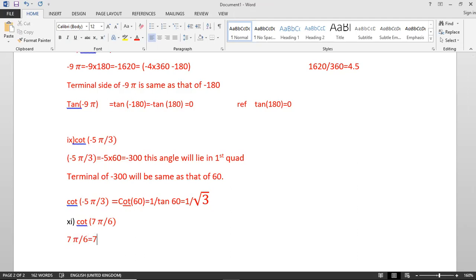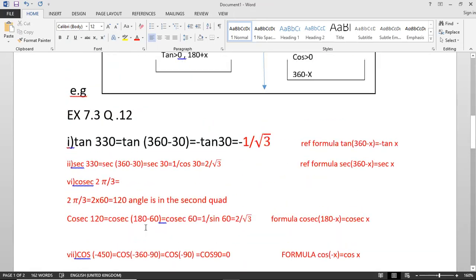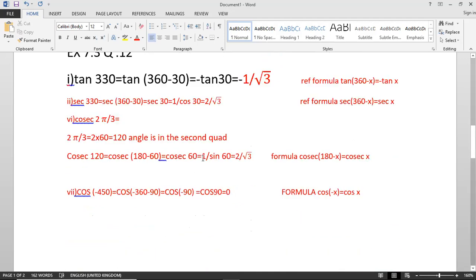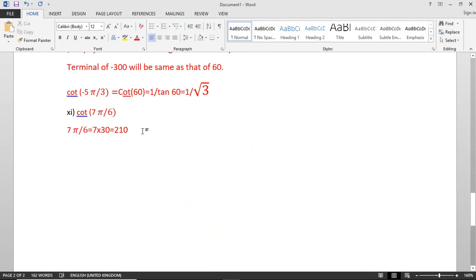Pi by 6 is actually 30 degrees. If you multiply this number, the angle becomes 210 degrees for the location. Now you will see that 210 falls in the third quadrant, and I have told you earlier that the angles falling in the third quadrant will be expressed in terms of 180. So in the third quadrant, we can adjust 210 as 180 plus some angle, and I would write here that 210 degrees should be written as 180 degrees plus 30 degrees.